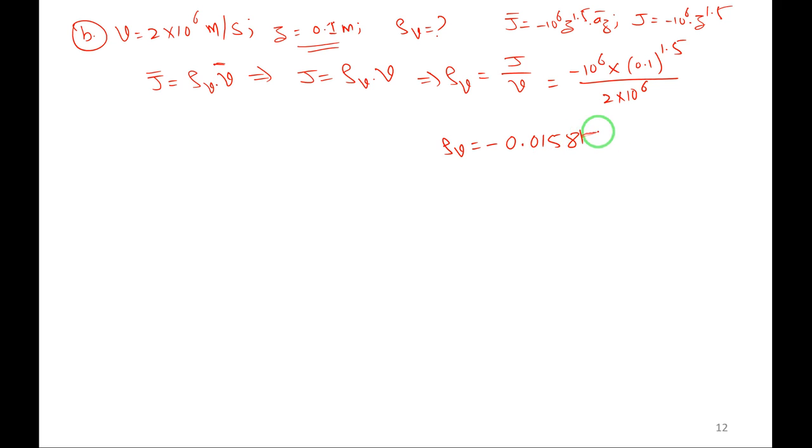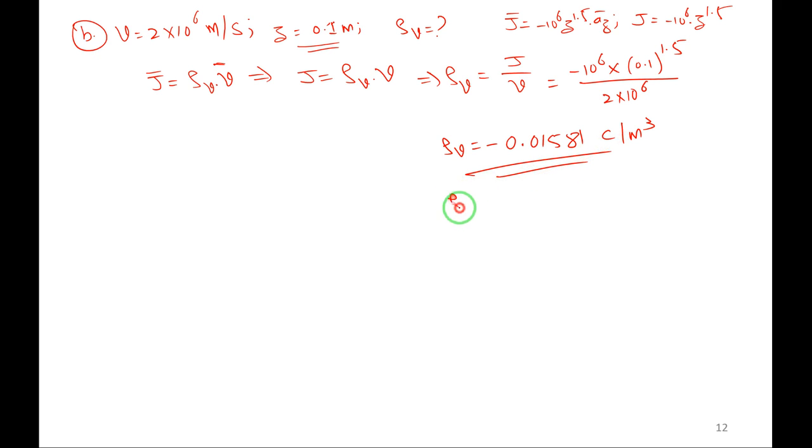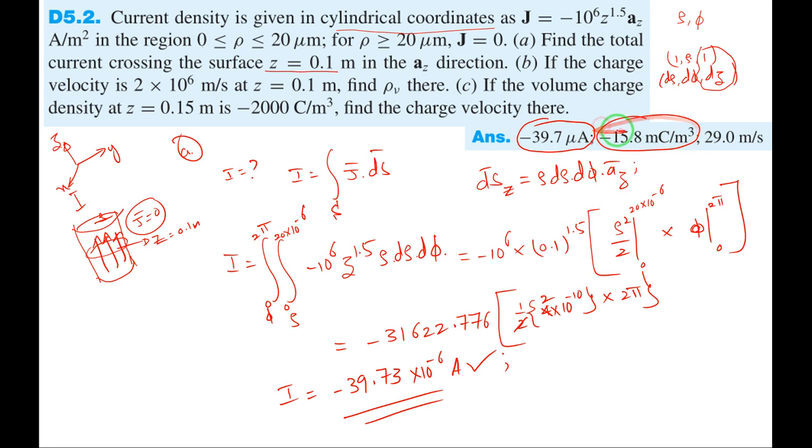What is the unit? Coulomb per meter cube. Charge per unit volume, right? Coulomb per. Let me check. Yes, they are expressed in milli. Milli means 10 power minus 3. So I will express in milli only, no problem. Milli means 3 digits. Take 15.81 milli coulomb per meter cube. Right? Next part C.